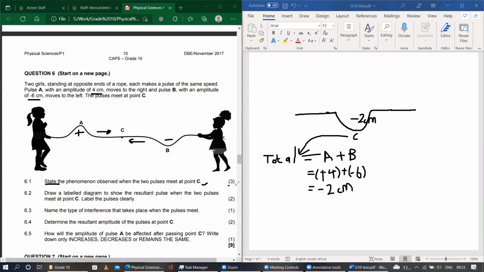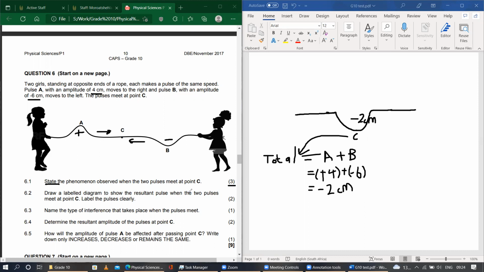This is a 3 mark question. Yeah, that's what I was wondering. So it's probably gonna be 1 mark for stating the phenomenon and 2 marks for defining it. I think here it's gonna be the principle of superposition, or just superposition.